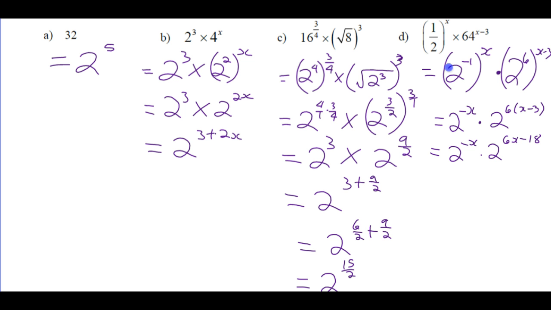Okay. Now, we're multiplying powers with the same base. We add the exponent, so it's 2 to the negative x plus 6x minus 18. And negative x plus 6x is 5x minus 18. Okay? You will never see anything like this other than here. All right? You need stuff where parts of this will come in, but the whole thing together, you're not going to see that in the course.